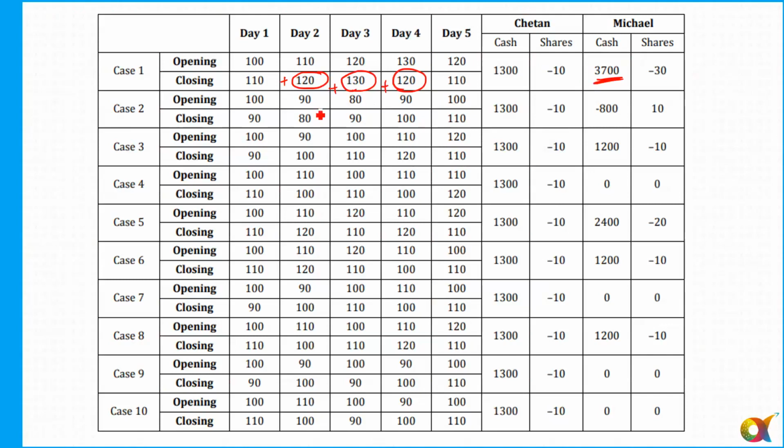Okay. Now in case Michael, so he will buy. So he is losing money, minus 80. Here 110. Less than 100. Okay. Again he will buy. So minus 100. So minus 80 minus 100, that is equal to, it will be nothing but that is minus 800. Just a minute.